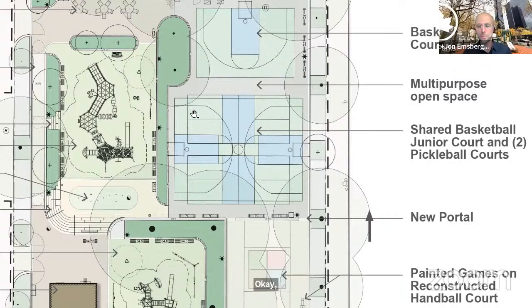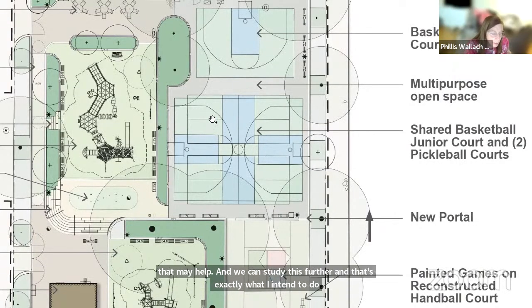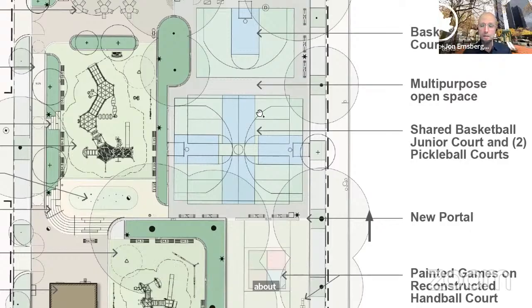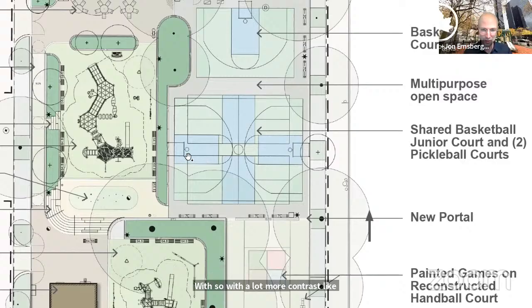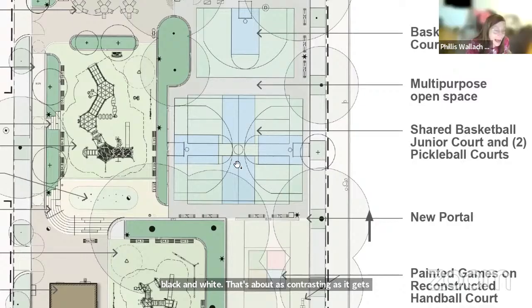So that may help. And we can study this further, and that's exactly what I intend to do about the line color. So right now all the lines are the same color. In the image that I showed for reference, it'll be something with a lot more contrast like that. That was black and white. That's about as contrasting as it gets. But so this is the other pickleball court. You probably already see it down here. Now you got it.